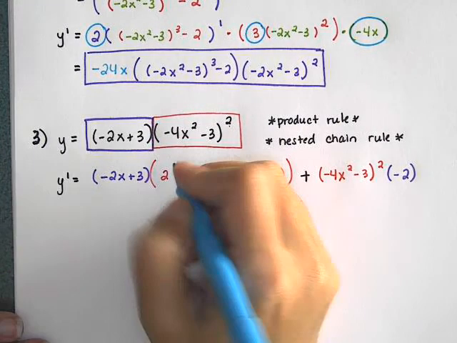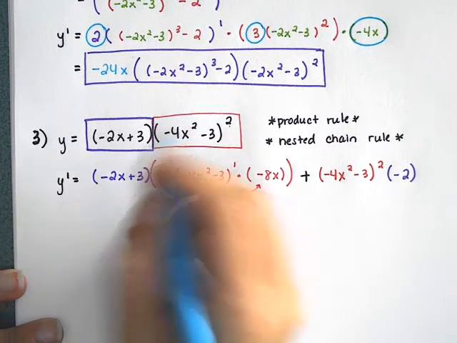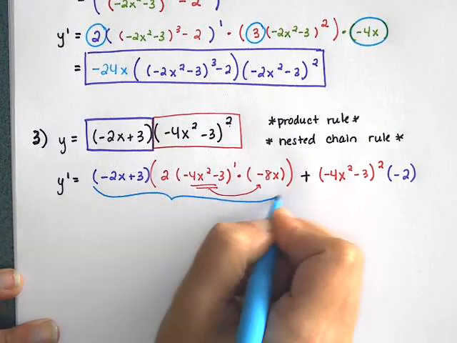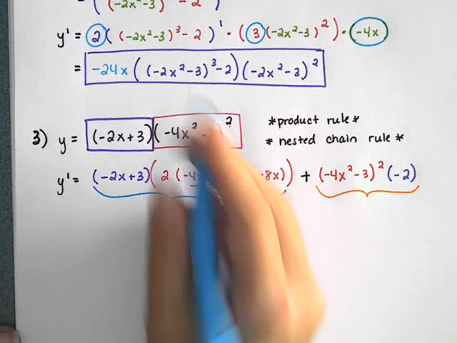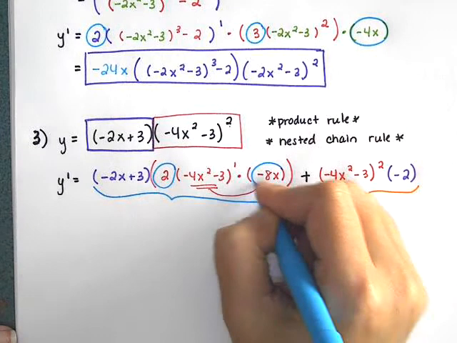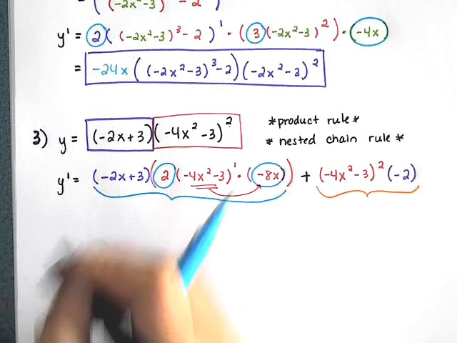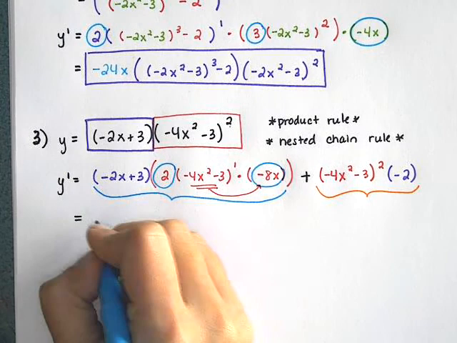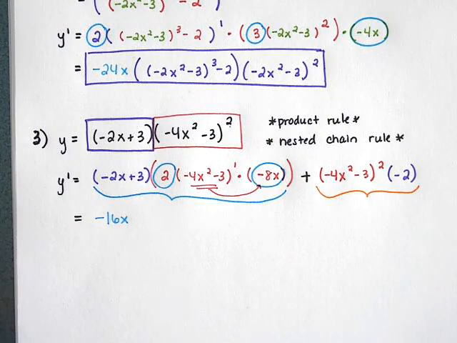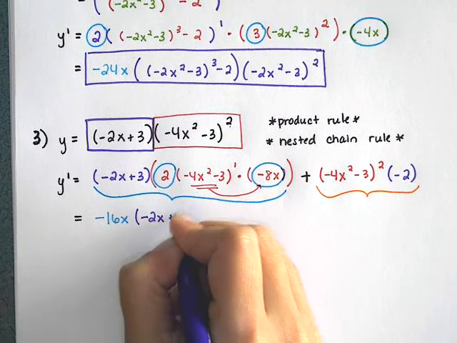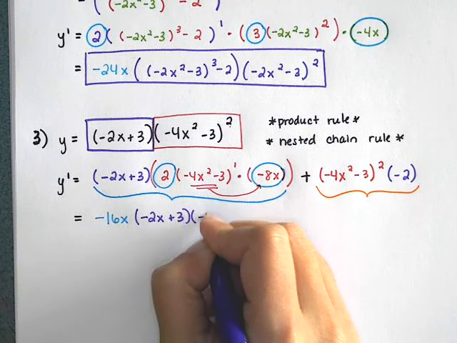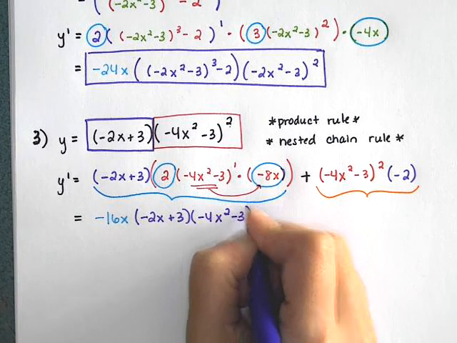part. What I'm going to do is I'm going to basically simplify all of this stuff as much as I can, and then I'm going to look at it as a big picture. So to simplify this stuff, I'm going to look for the 2 and the negative 8x to become coefficients. So I get negative 16x, and then I'm going to copy everything else down, times negative 2x plus 3 times negative 4x squared minus 3.